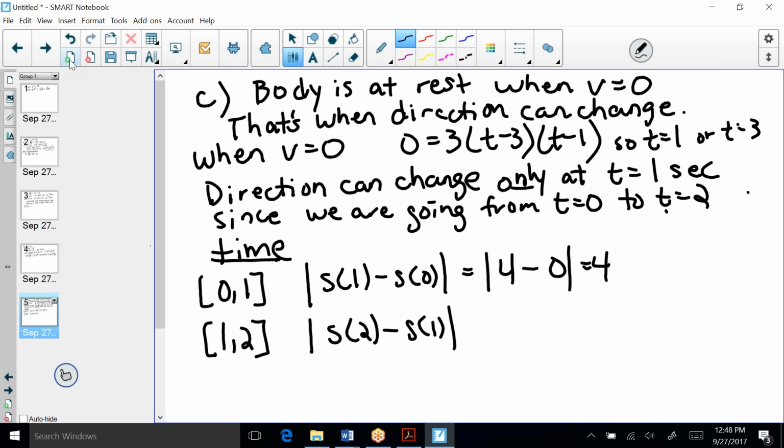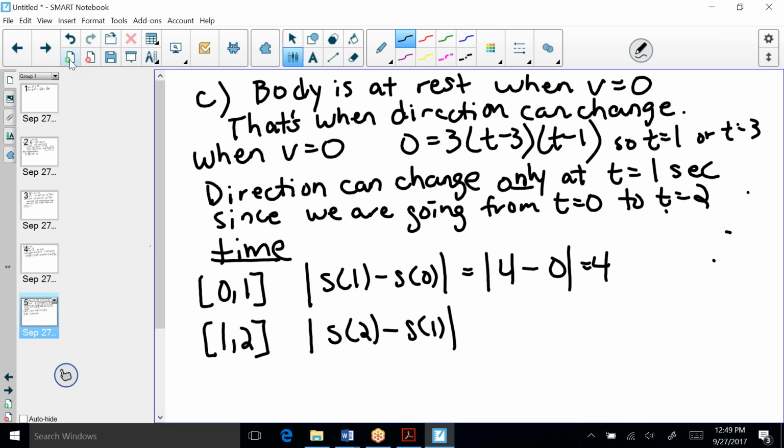So if we want to find the distance traveled, we're going to find the position at 0 seconds and the position at 1 second. So it starts here, it ends here. How far did it travel? We're going to find this position and then subtract that position to find the distance traveled. All right, so from 0 to 1, it travels 4.